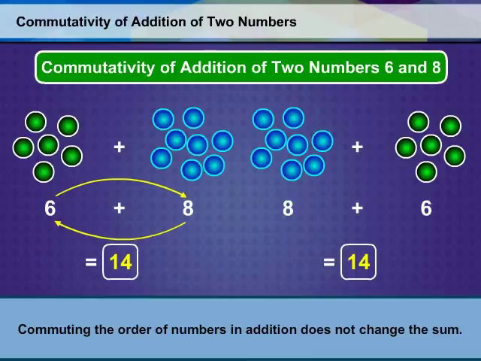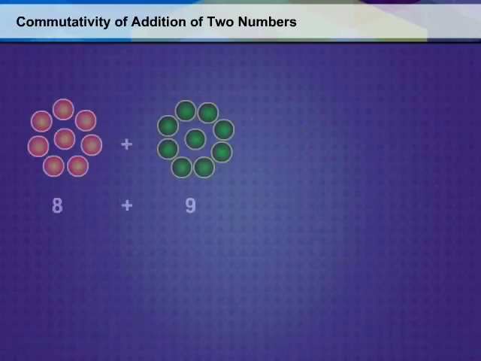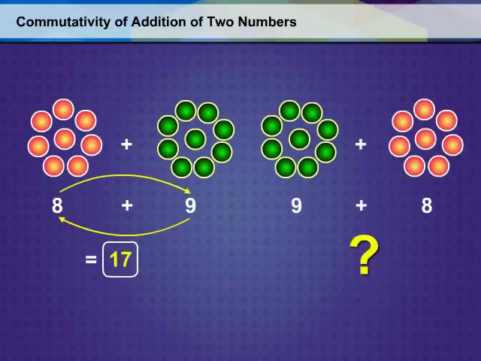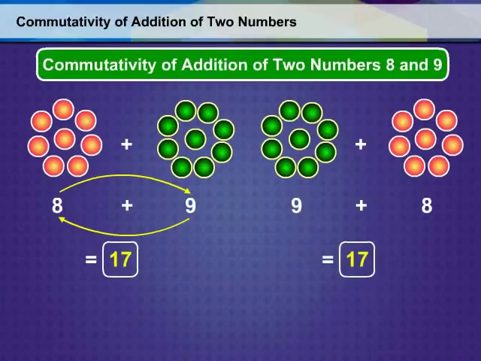Let us try this with 2 more numbers. For example, what would we get by adding 8 plus 9? We get 17. Now let us interchange these numbers. Do you think we will get the same answer? Yes, here also we get the same answer, that is 17. Hence, this is commutativity of addition of 2 numbers, 8 and 9.